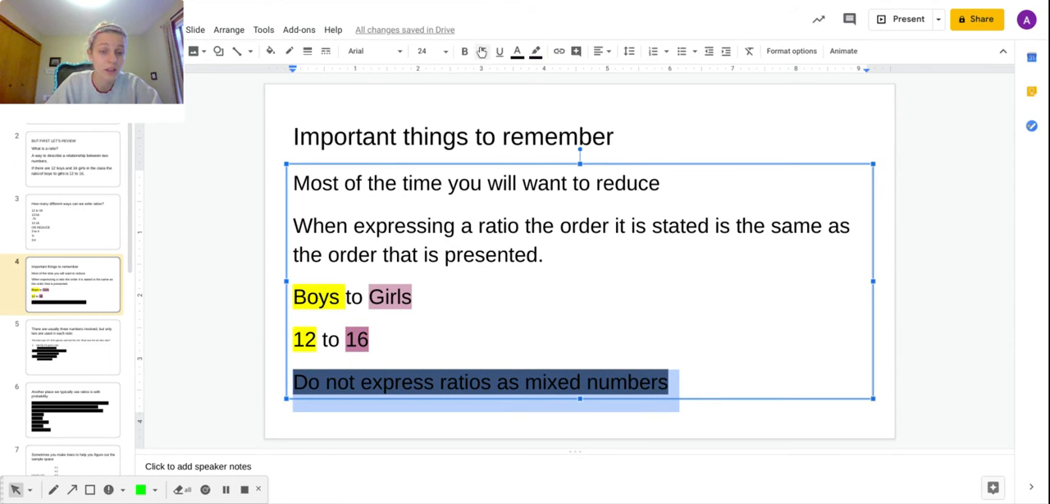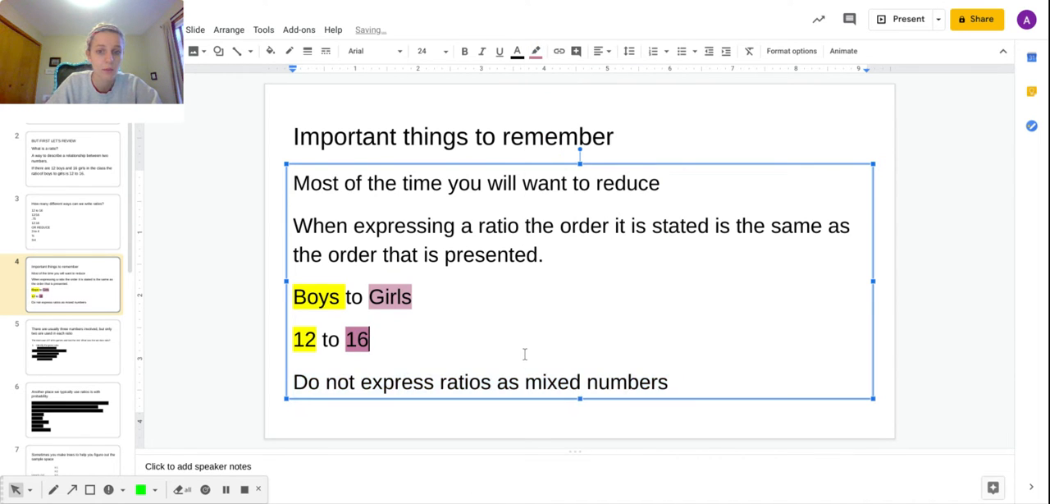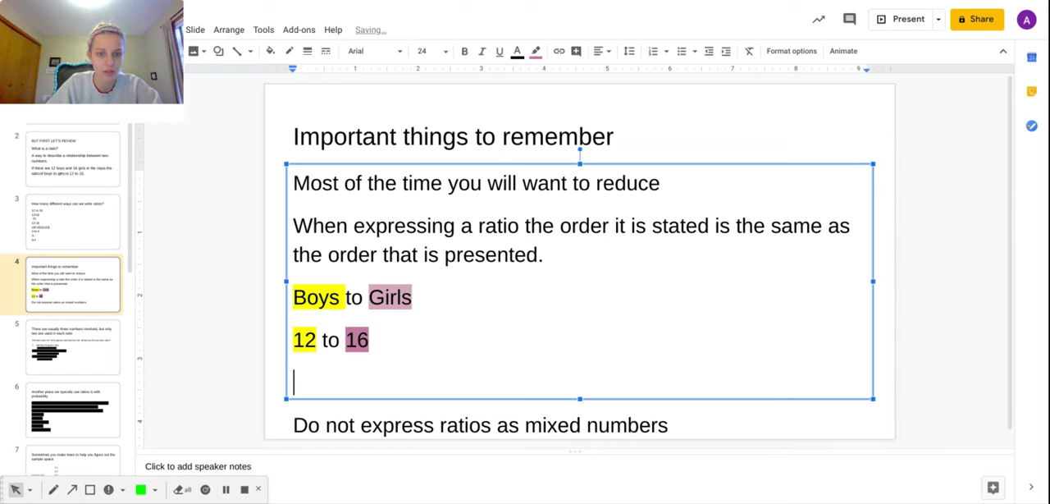So one other thing is, we can put it into a fraction or we can put it into a decimal, but you do not want to express ratios as mixed numbers. You don't want to express them as mixed numbers. So you don't want 1.75. So let's say if we did a ratio right here of girls to boys.